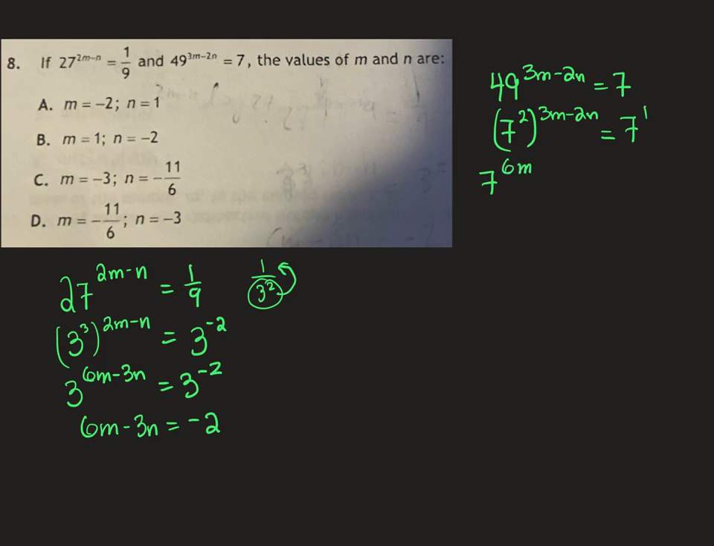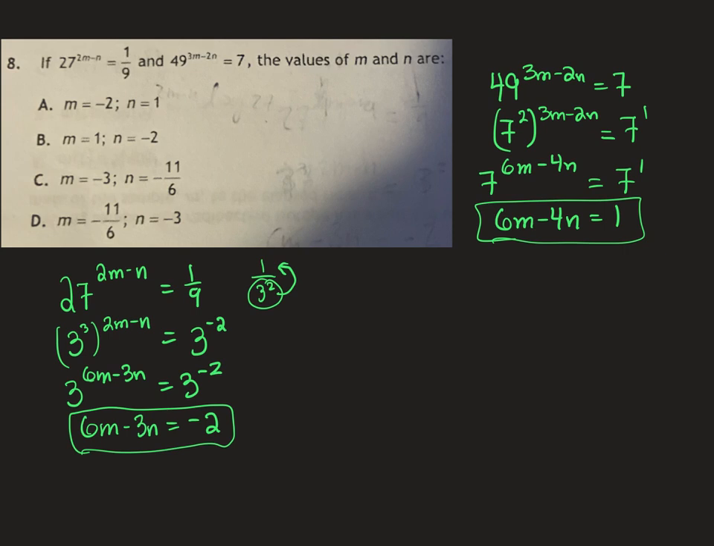to get 7 to the 6m minus 4n, multiply your exponents, equal 7 to the 1. All right, now we have 1 power equals 1 power. The bases are both 7, so the exponents now equal: 6m minus 4n equals 1. Okay, so what we've got now are two equations with two unknowns, m and n.